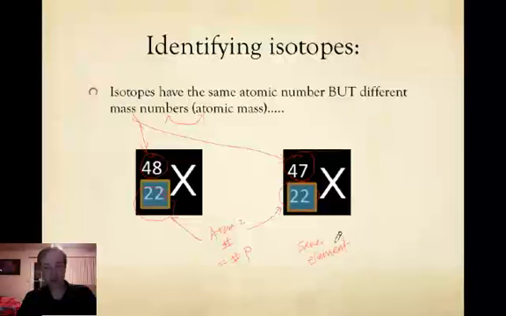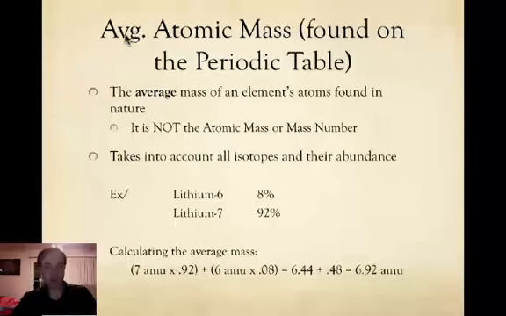So what I would like you to do on your notes, you have a picture of this guy right here. I would like you to label 48 as the mass number and 22 as the atomic number. Okay, assuming you've done that, let's move on.